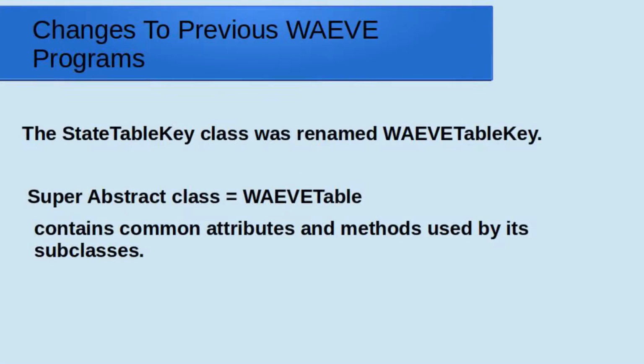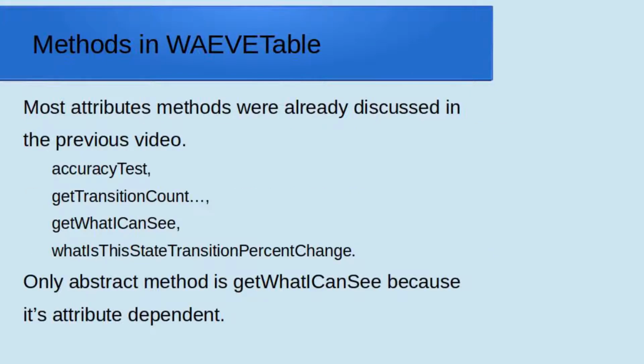Starting with the technical analysis tool I called WAEVE, which again was presented 2 videos ago. I took the state table class and renamed it the Wavetable key, and created a super abstract class called Wavetable, which contains the common attributes and methods used by the subclasses that extend it. The Wavetable class contains several methods.